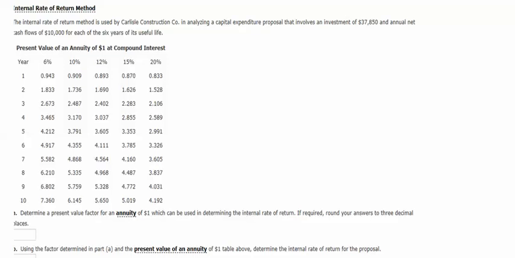This is exercise number 7 for chapter 10, and we're going to be dealing with the internal rate of return method. The first question is asking me to determine the present value factor for an annuity. Again, an annuity is a series of equal payments of $1, which can be used to determine the internal rate of return. If required, round your answer to 3 decimal places.